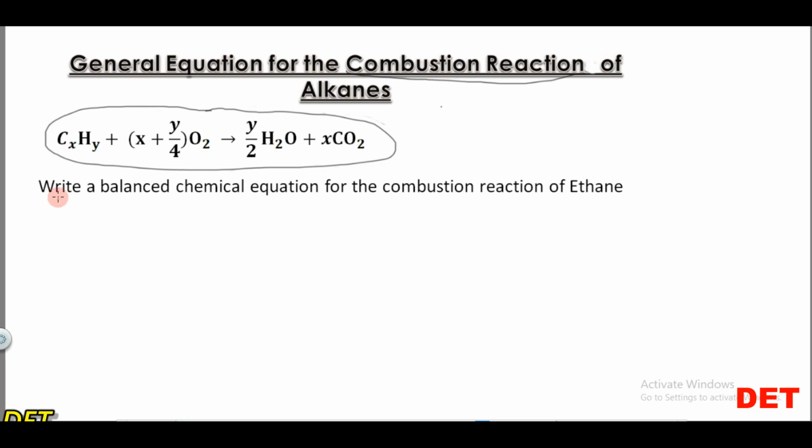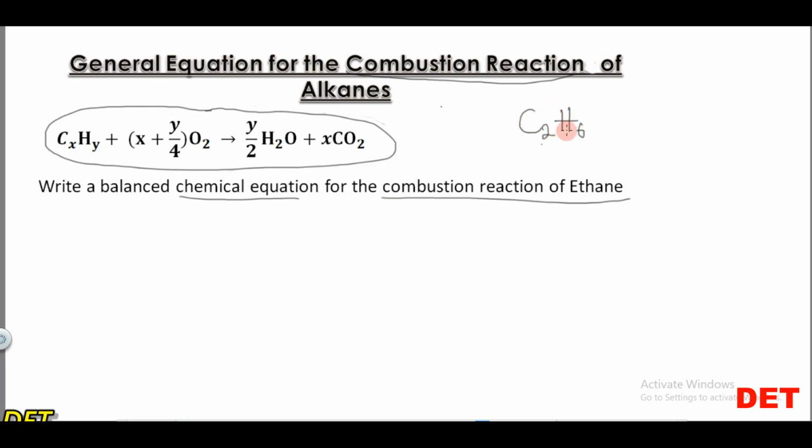The question I have here is to write a balanced chemical equation for the combustion reaction of ethane. So ethane is C2H6. It is the second member of the alkane series.